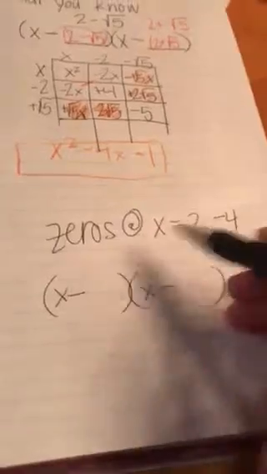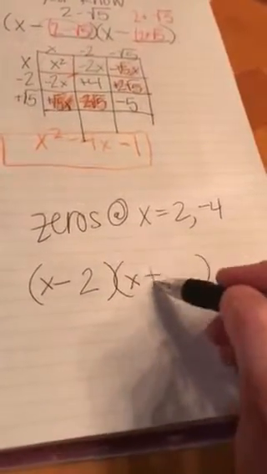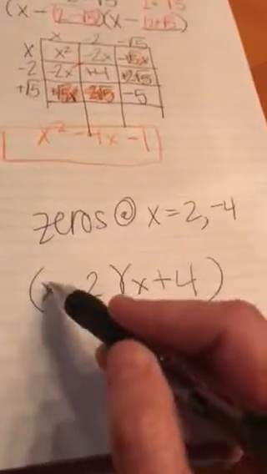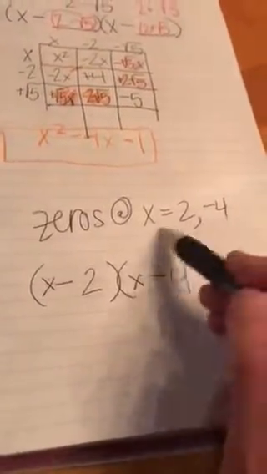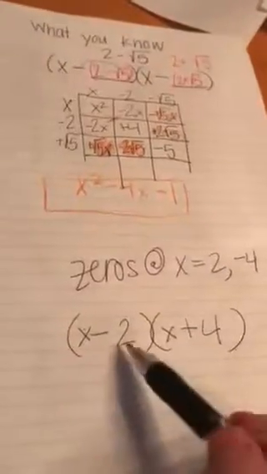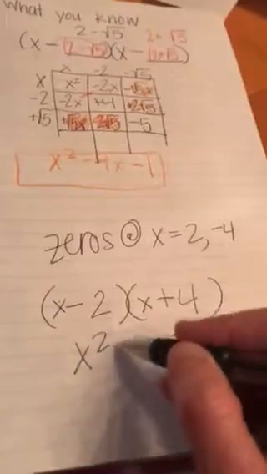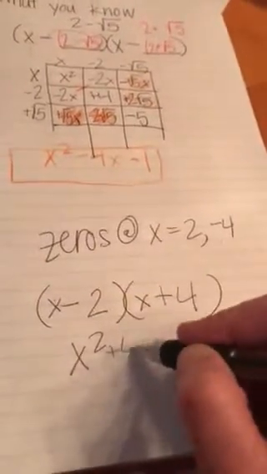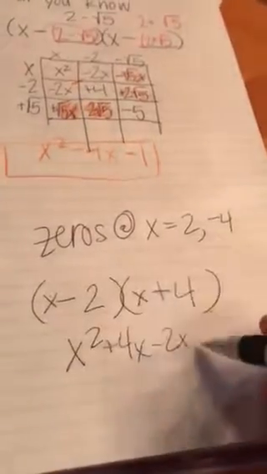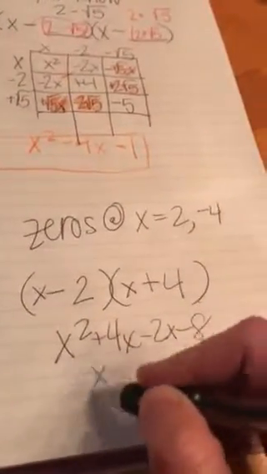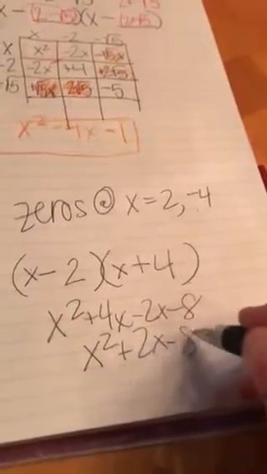So then I plug that 2 in right there, and the minus 4 goes, and then you have to multiply it out. So in this case, this is way easier, but it's the same concept. So I get x squared plus 4x, sorry, the dogs are barking, minus 2x minus 8. So x squared plus 2x minus 8.